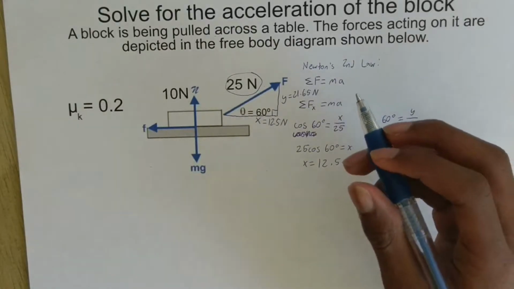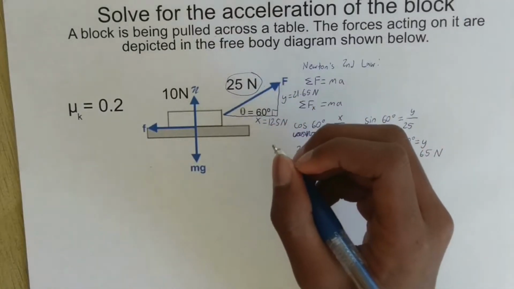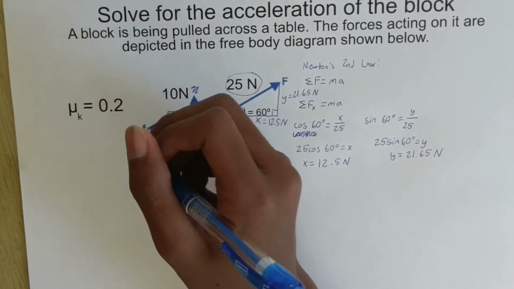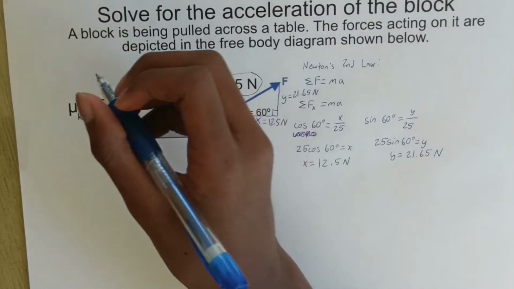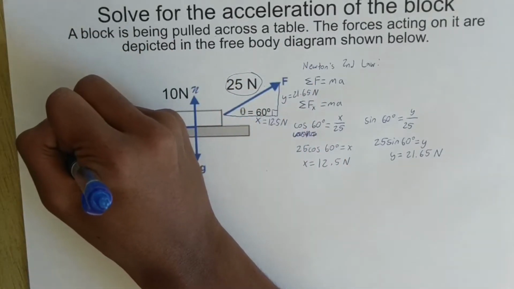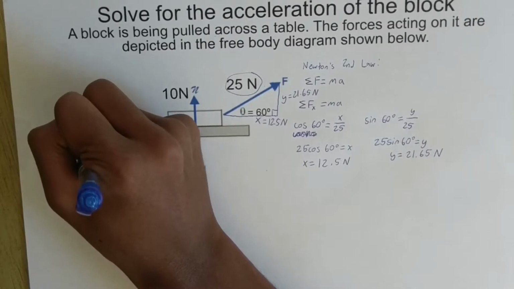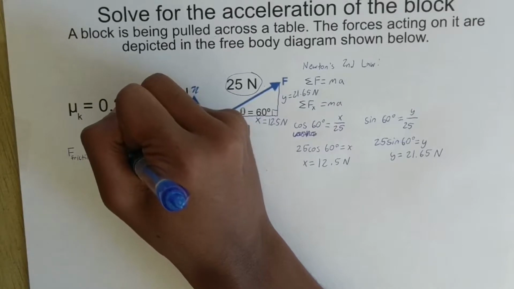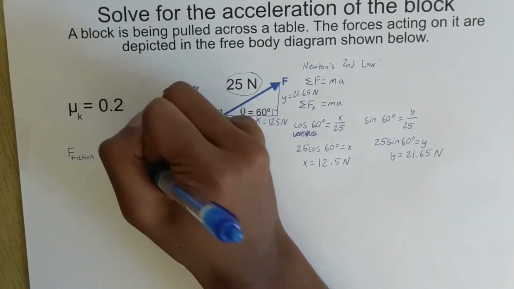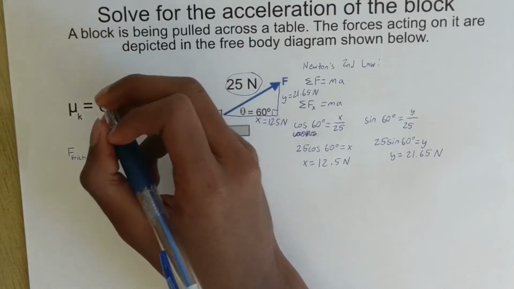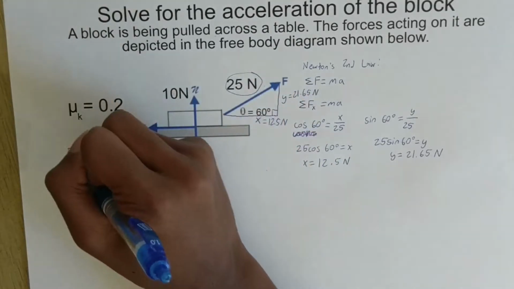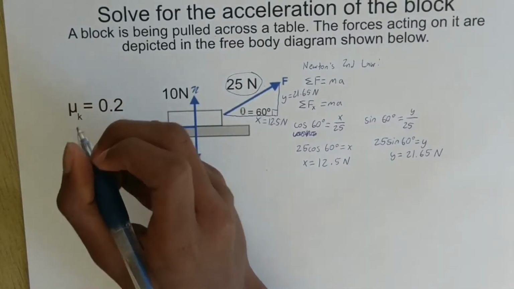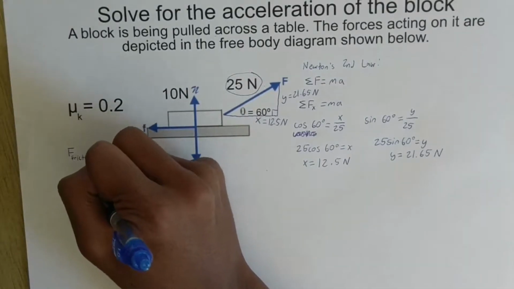And since we need to solve for all the forces in the x direction to get the net force, because the net force is the sum of all the forces, we need to find the force of friction. And the equation for the kinetic frictional force equals mu k times the normal force. And the normal force is given, 10 newtons, and the coefficient is given, 0.2. And multiplying this together, we get the frictional force equals 2 newtons.